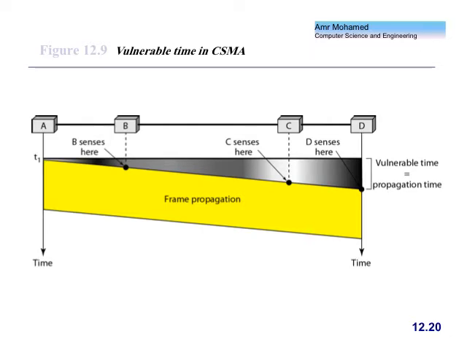Okay? So for pure Aloha, the vulnerable time is double the transmission time. Remember, transmission time. For slotted Aloha, vulnerable time is 1 transmission time. For carrier sense multiple access, the vulnerable time is equal to the propagation time. That's the vulnerable time.